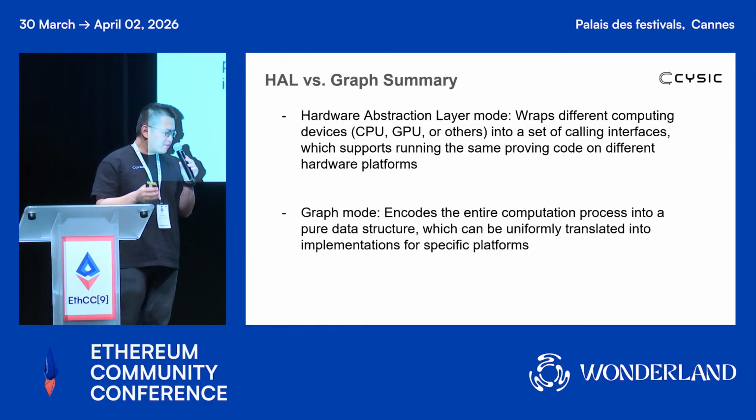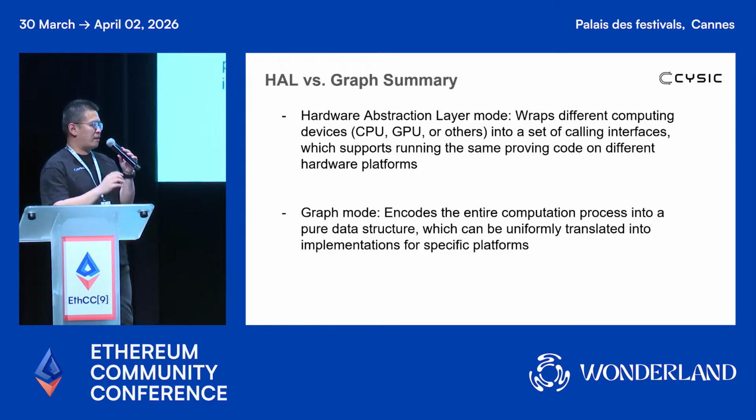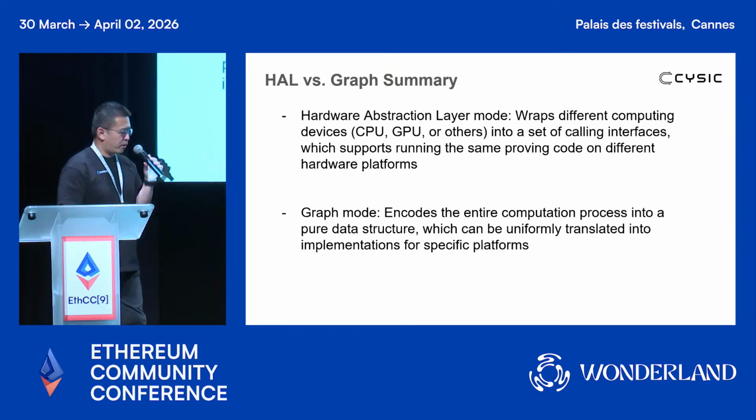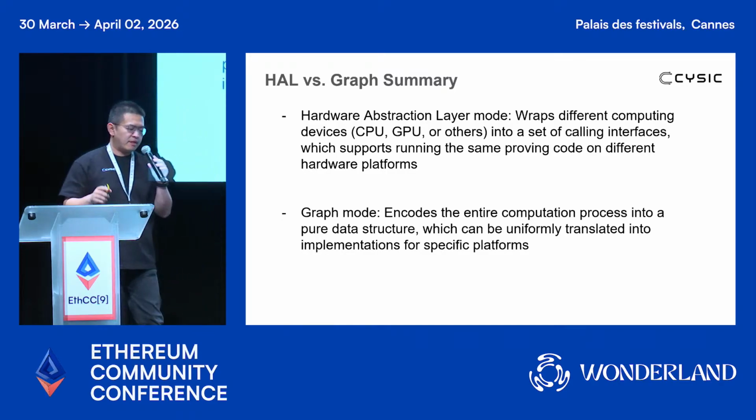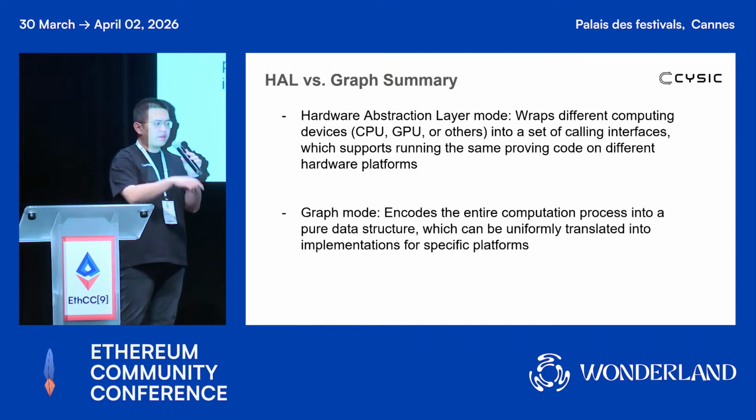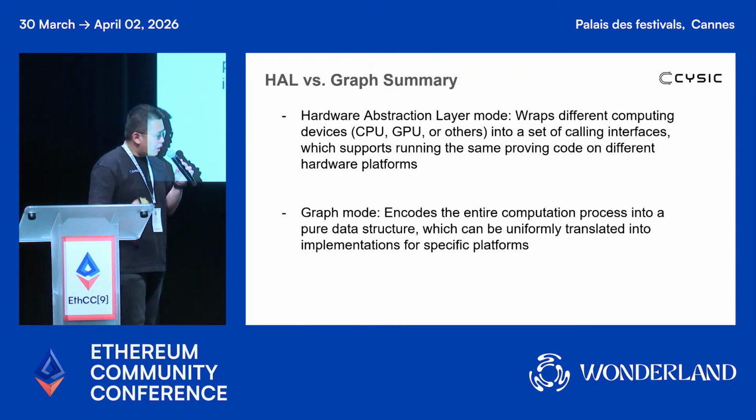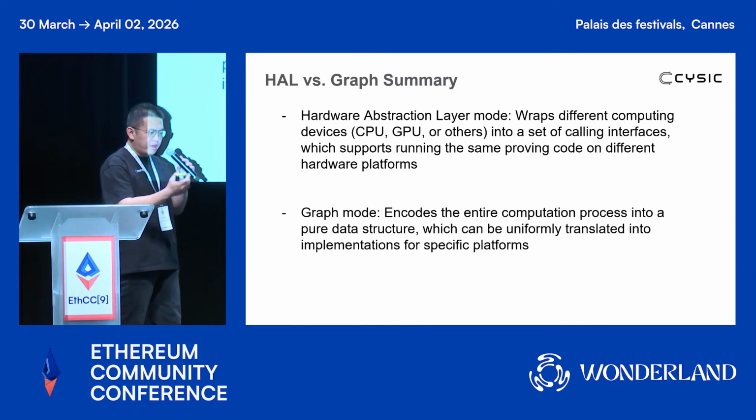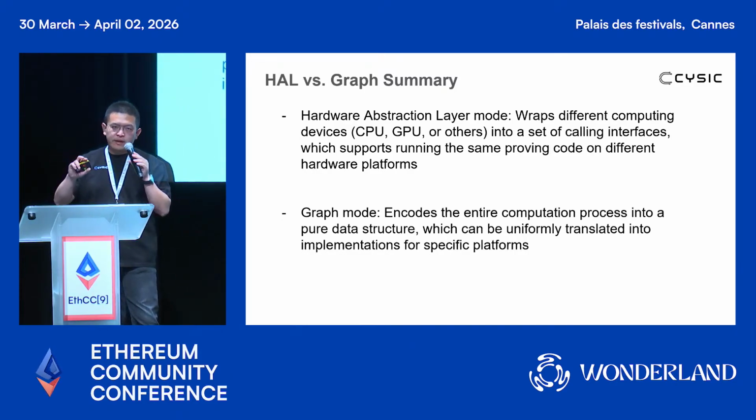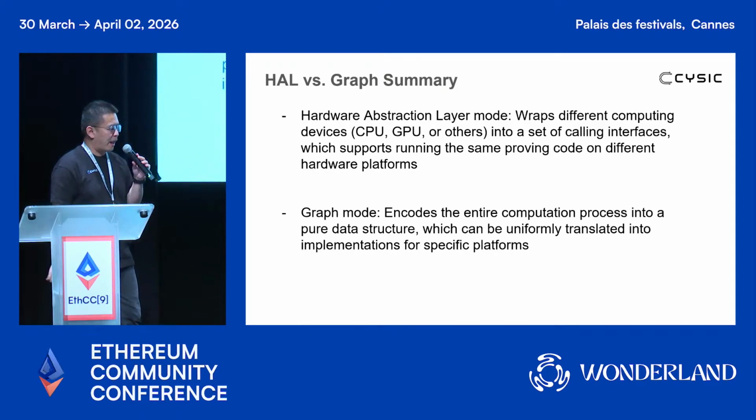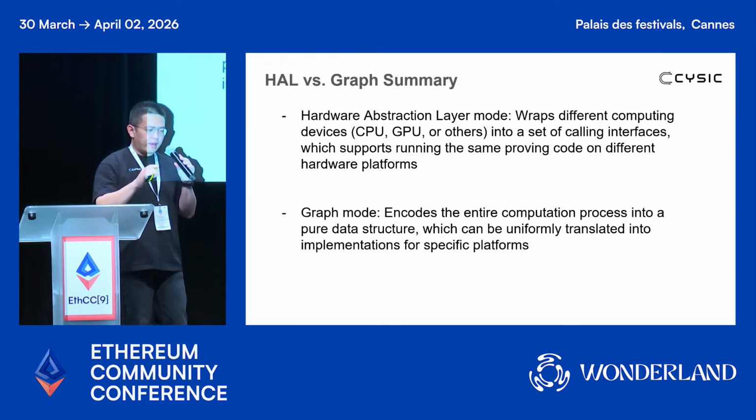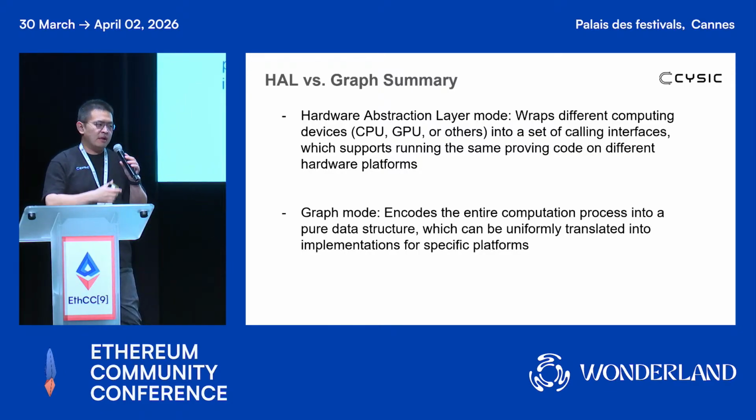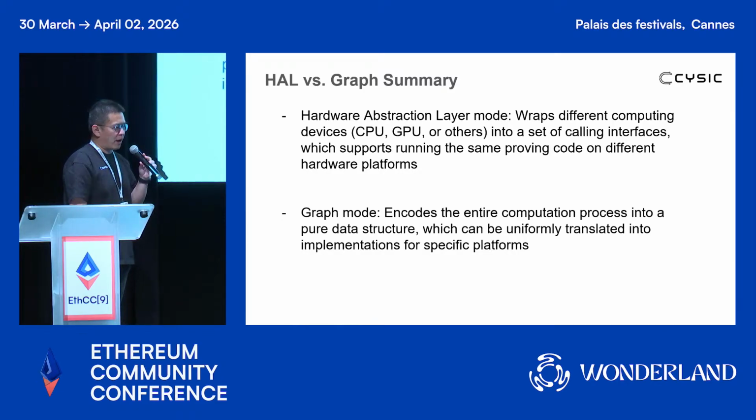Okay, so let's first talk about what the HAL approach is and then the graph approach. In the HAL approach, we wrap around each kernel using APIs, and whenever you want to call a kernel, you just call the API and it will do the job for you. This approach supports running the same proving structure on different hardware platforms. And the graph one is sort of different. It encodes the whole proving process as a graph, and then you do some translation, some coding regarding this graph.